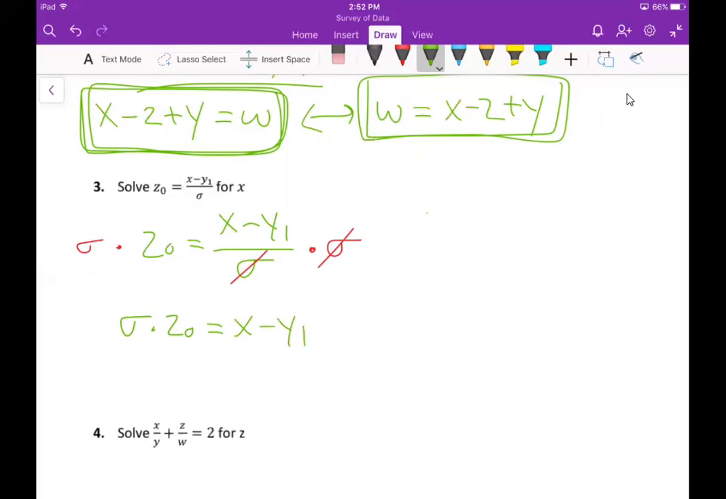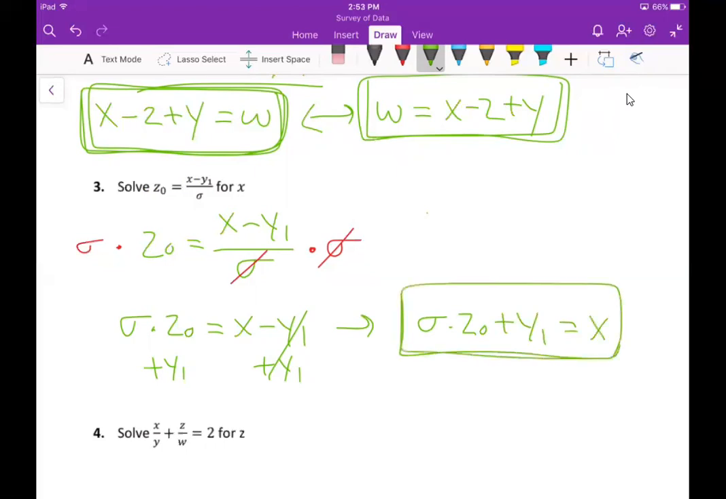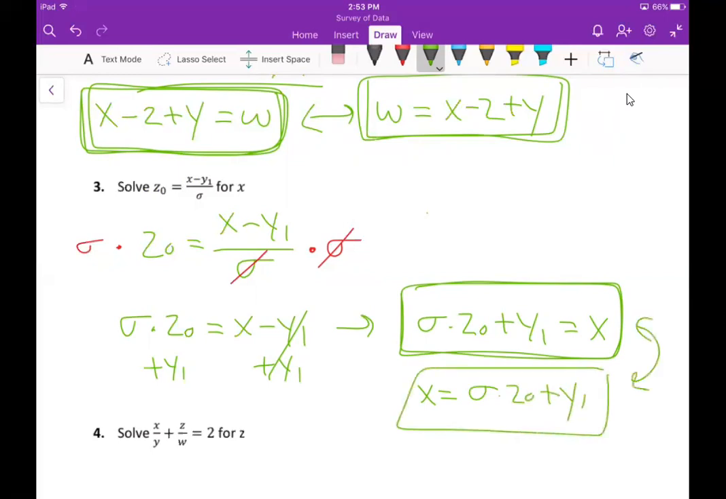I'm solving for X, and currently X is still connected to Y1 with subtraction, so I will just add the Y1 variable to both sides to cancel it from the right. That will leave me with sigma times Z naught plus Y1 equal to my X variable. And again, I have solved for X. Also, I can still write that as X equals sigma times Z naught plus Y1 either way. Okay, either of those two answers are correct. X is alone. It is solved for X.